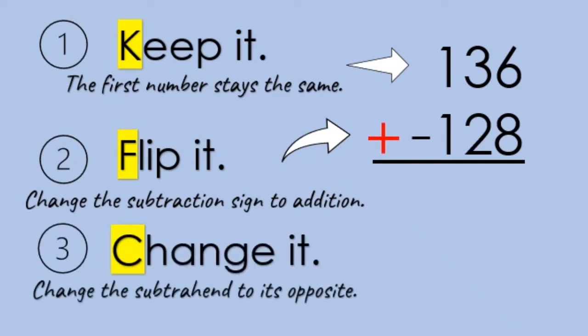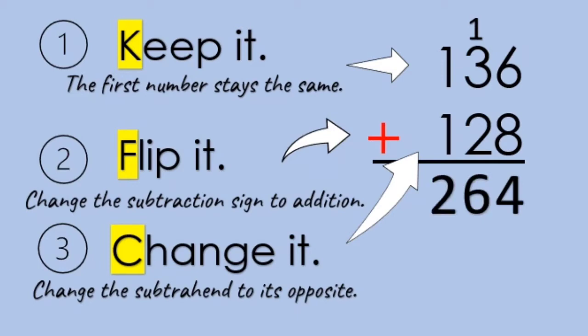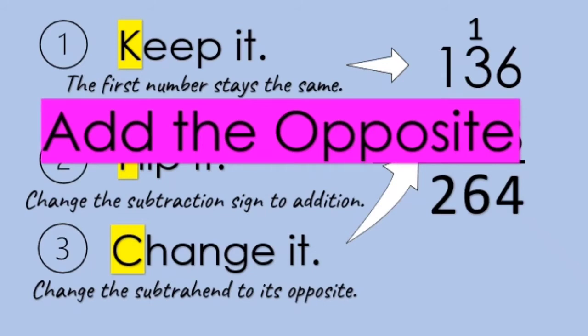So we have to change it. Change the subtrahend to its opposite. So the subtrahend is negative 128 and the opposite is positive 128. Since we're going to use the rules of addition, we will add 136 and 128. So 6 plus 8 is 14, carry 1. 1 plus 3 plus 2 is 6. And 1 plus 1 is 2. And the answer is still positive because both have the same signs. This is what you call the add the opposite strategy. So our answer is positive 264.